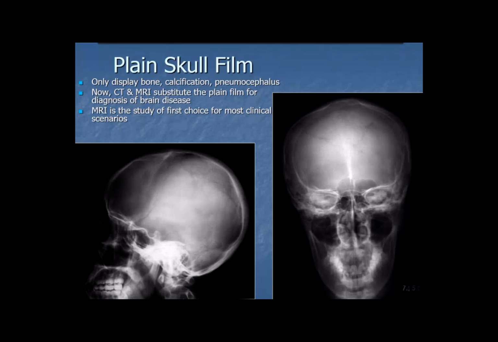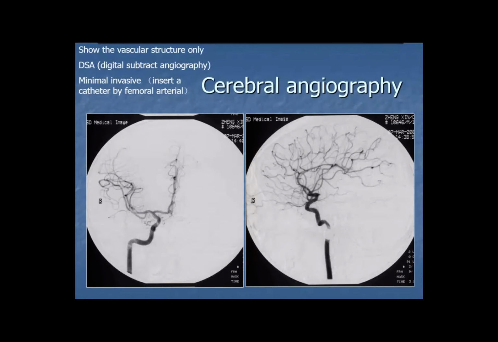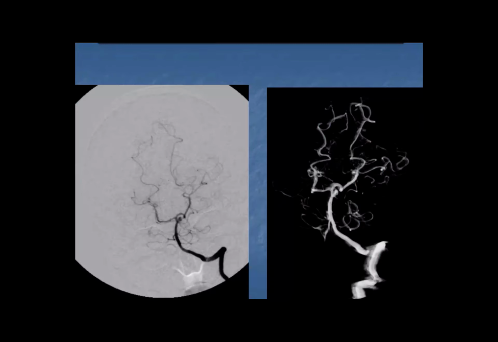This is the anterior to posterior plain skull film, and this is the lateral plain skull film. The cerebral angiography shows the vascular structure only. We can find the structure in the intracranial. And this is the image of DSA, digital subtraction angiography. It's a minimally invasive examination, which inserts a catheter via the femoral artery. This is a 3D reformatted DSA image.